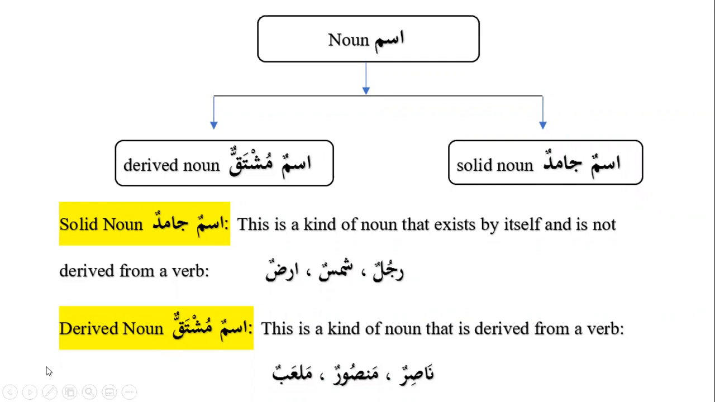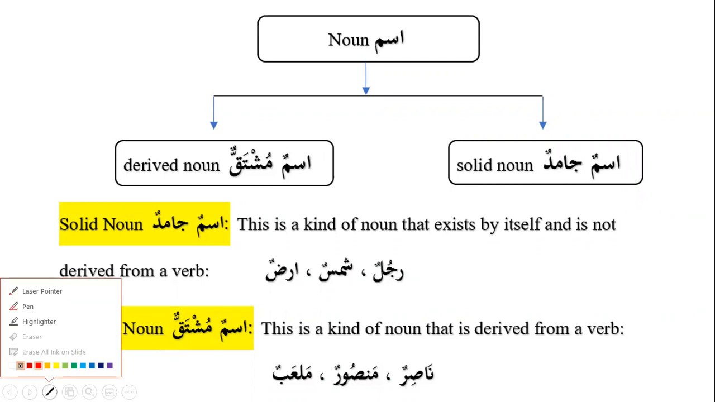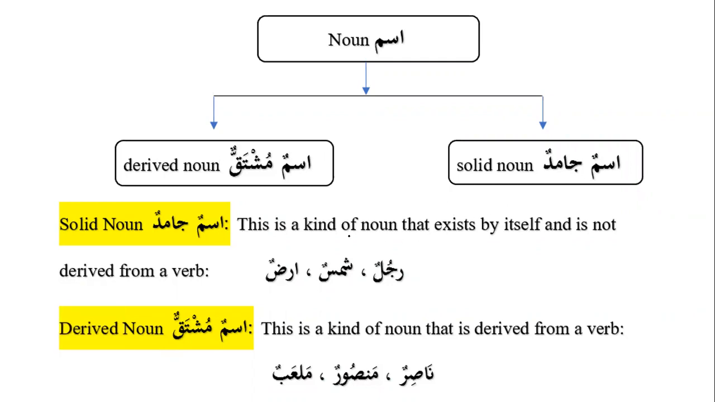One is ismun jamidun, which is a solid noun. And as is clear from the name, this is a kind of noun that exists by itself and is not derived from a verb. We don't derive it from a verb or from a masdar. For example, rajulun, a man, shamsun, the sun, ardun, the earth. Okay, so as we know, they are not derived. So rajulun, the root letters will be ra, jim, and lam, and they are not derived. Similarly, shamsun and ardun. So they have their own root letters.